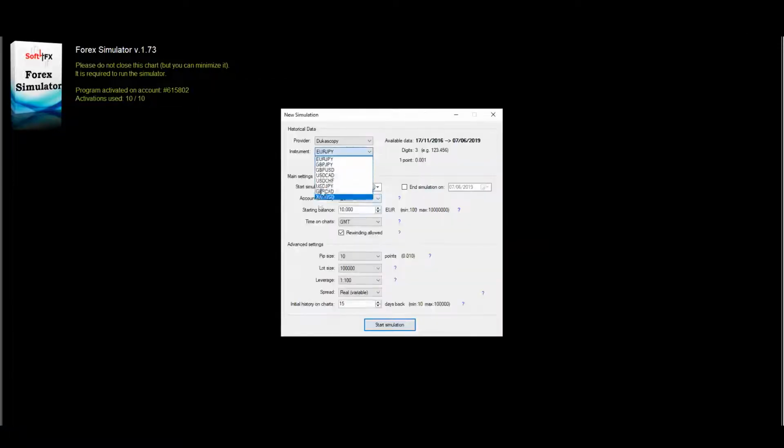All right, so we're going to choose USDJPY. We go towards January 4th. We're going to start with, what should we start with? We should start with $500.